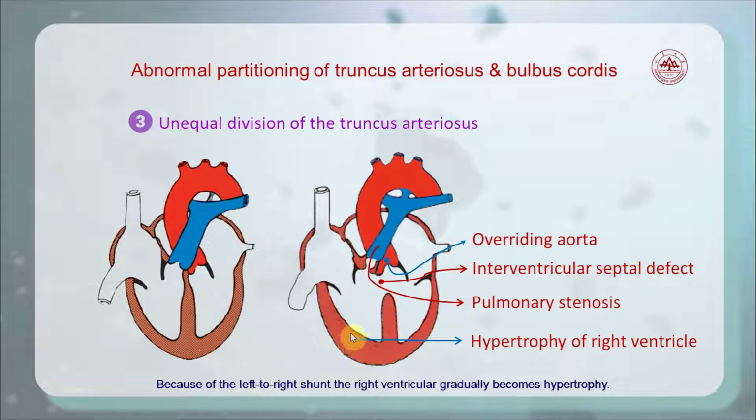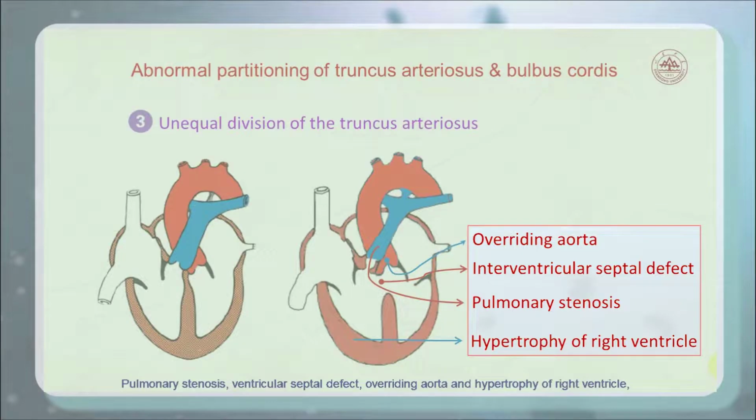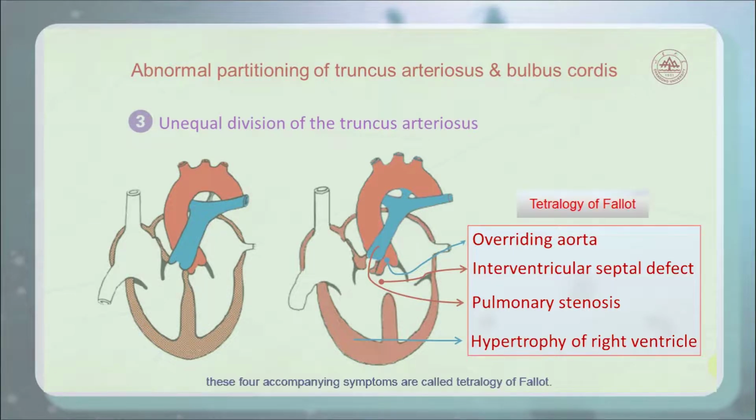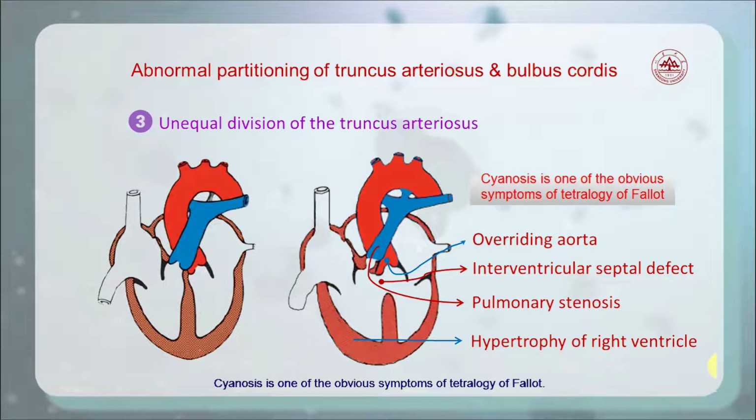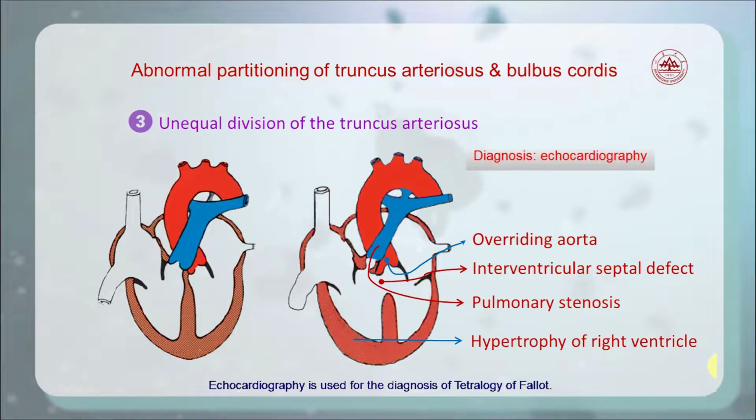Because of the right-to-left shunt, the right ventricle gradually becomes hypertrophic. Pulmonary stenosis, interventricular septal defect, overriding aorta, and hypertrophy of the right ventricle. These 4 accompanying symptoms are called tetralogy of Fallot. Cyanosis is one of the obvious symptoms of tetralogy of Fallot. Echocardiography is used for the diagnosis of tetralogy of Fallot.